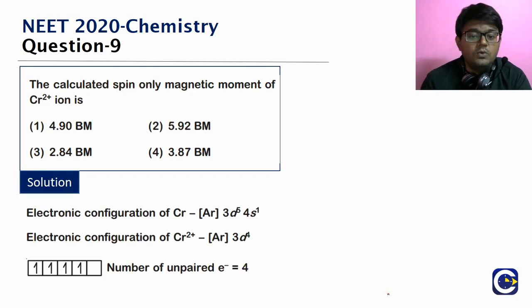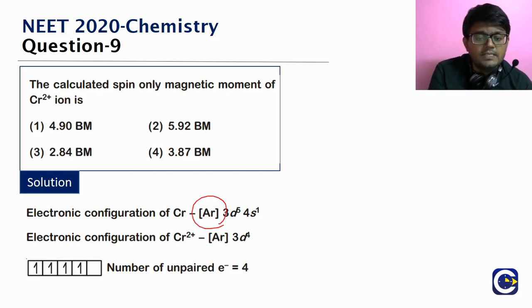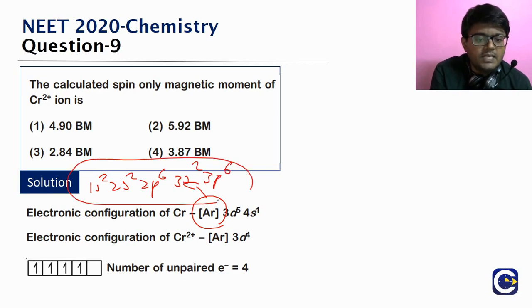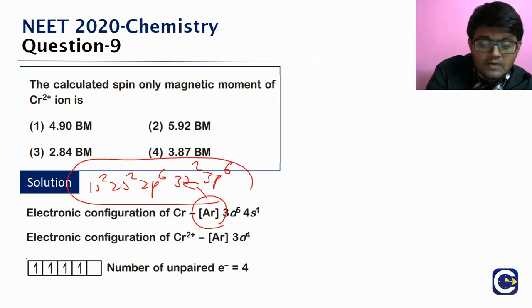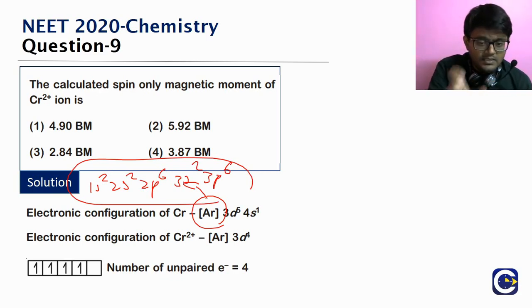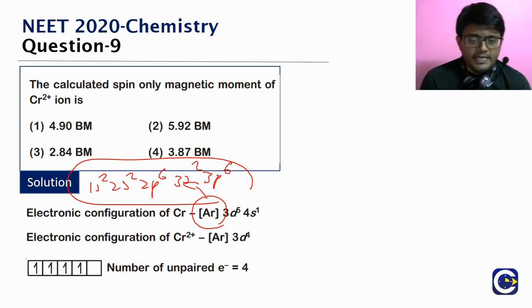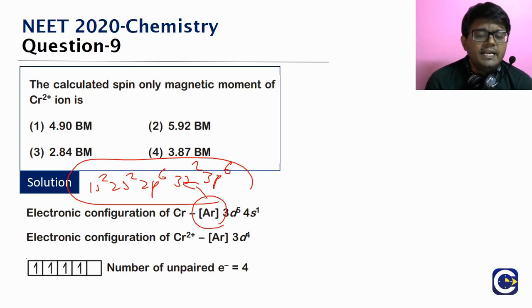For that, let us first look at chromium. What is its electronic configuration? Argon means what? 1s2 2s2 2p6 3s2 3p6. Instead of representing all of this, we will put it as argon. This is the simplified representation of the electronic configuration using the appropriate inert gas arrangement. So chromium can be written as argon 3d5 4s1.